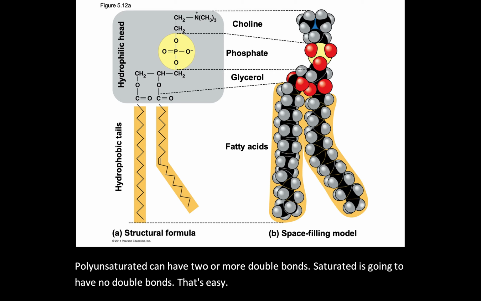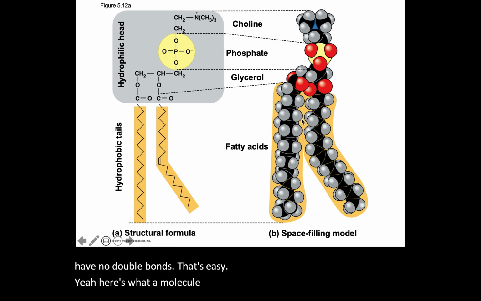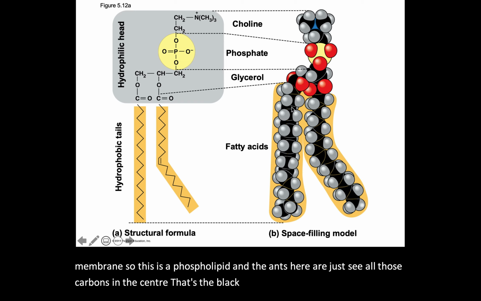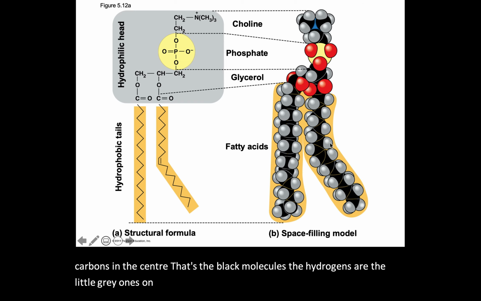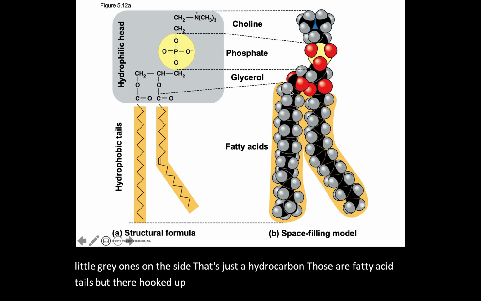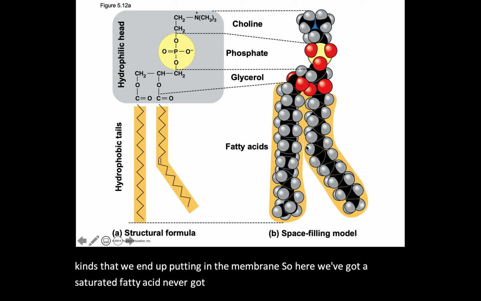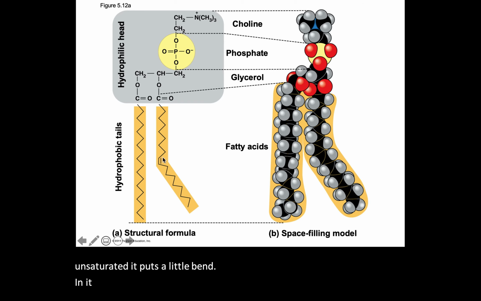Here's what a molecule looks like that actually makes up your membrane. So this is a phospholipid. And the ends here are just, see all those carbons in the center? Those are the black molecules. The hydrogens are the little gray ones on the side. That's just a hydrocarbon. Those are fatty acid tails, but they're hooked up to a different hydrophilic group, and those are the kind that we end up putting in the membrane. So here we've got a saturated fatty acid, and here we've got one that's unsaturated, and when it's unsaturated, it puts a little bend in it. And that's what makes these things not want to pack together and makes them stay liquid at human body temperature.